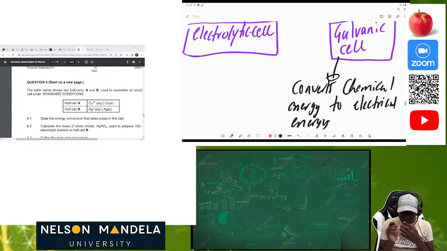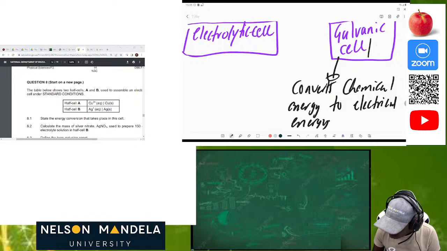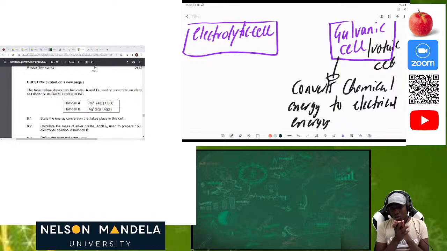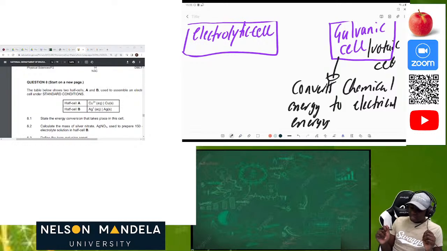Now this galvanic cell is also called the voltaic cell. Why is it called the voltaic? It's because it's self-sustaining. It doesn't need a power supply. It has self-sustaining electrode reactions. So that's a galvanic cell. If they ask you what a galvanic cell is, you can define it as a cell in which chemical energy is converted into electrical energy. Right. So now we have already defined the galvanic cell.